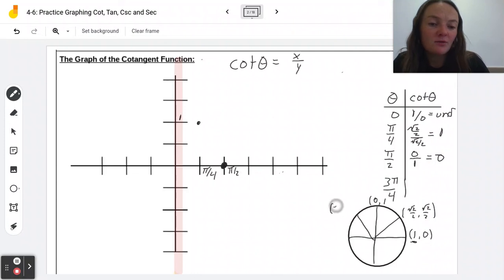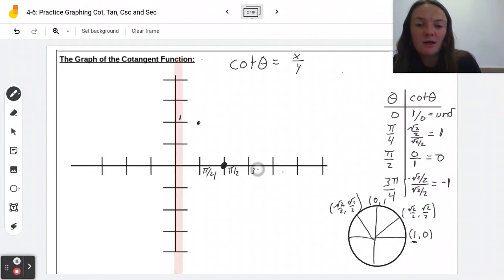We have negative radical 2 over 2, radical 2 over 2. X over y in this case is going to be negative radical 2 over 2 divided by radical 2 over 2, which cancels to negative 1. So at 3 pi over 4, we should be down here at negative 1.